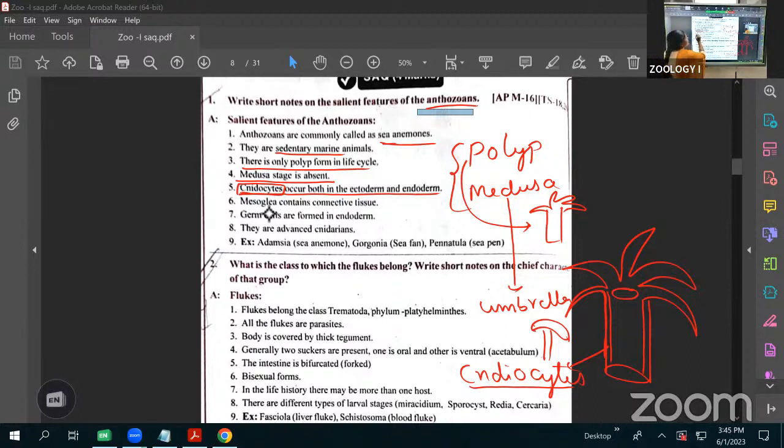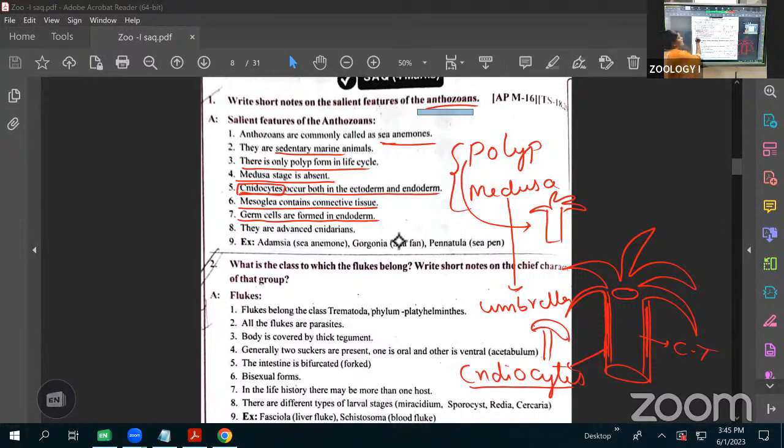Next, between the ectoderm and endoderm: these are diploblastic animals. The body is covered by only two layers, the outer called ectoderm and the inner called endoderm. Between them there is no mesoderm, just mesoglea, a gelatinous substance. The mesoglea contains connective tissue. Next, the germ cells, the gametes, are formed by the endoderm.